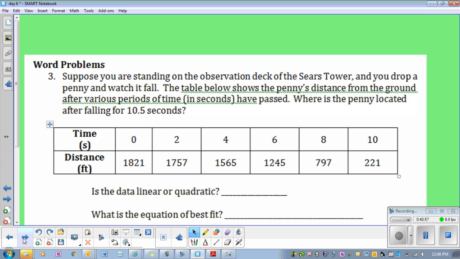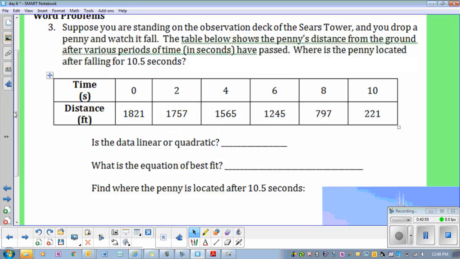All right, so word problem. Suppose you're standing on the observation deck of the Sears Tower. You drop a penny and you watch it fall. So time, seconds. Okay, so this is L1, right? And then distance, this is L2. So they're saying, where is the penny located after falling for 10.5 seconds? You know you're going to have to plug in something, right? Your time is x. Distance is y. Okay? And time is almost always x.